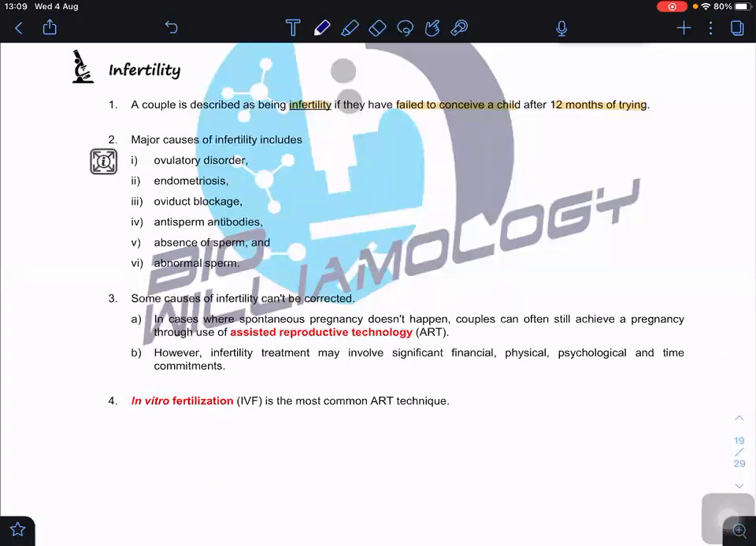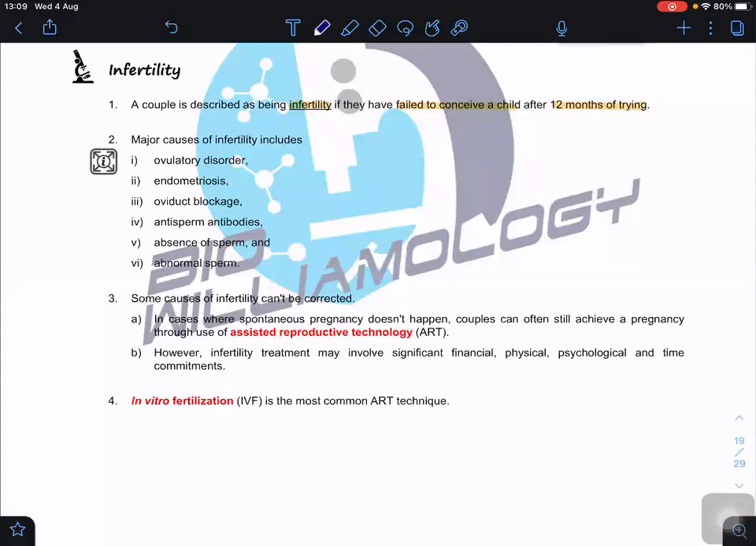First, ovulatory disorder. It means that's a hormonal problem, not enough LH to stimulate the release of the secondary oocyte. Or endometriosis. Endometriosis basically means inflammation of the uterine wall. Oviduct blockage means that there is a release of the secondary oocyte, but the oviduct is blocked, so the sperm cells cannot fertilize the secondary oocyte.